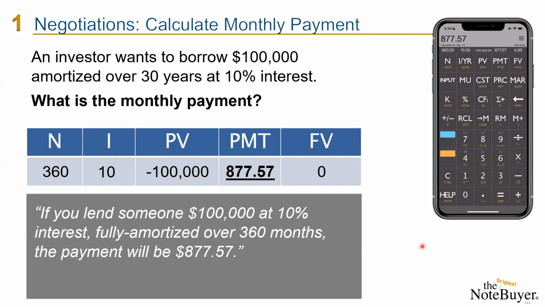But since I know we solved for payment, when I look at this, this tells me that if I lend someone $100,000 at 10% interest, fully amortized over 360 months, the payment would be $877.57. Okay, so get used to looking at these numbers and getting an understanding of what those numbers are telling you.